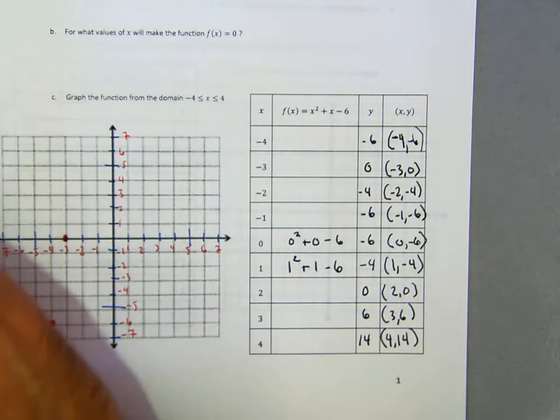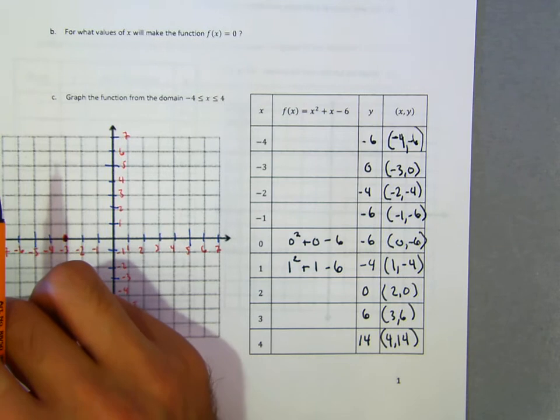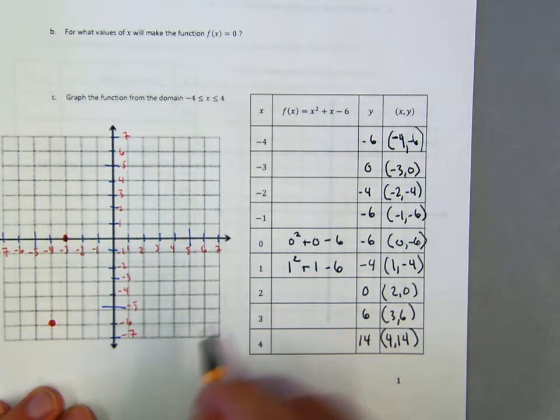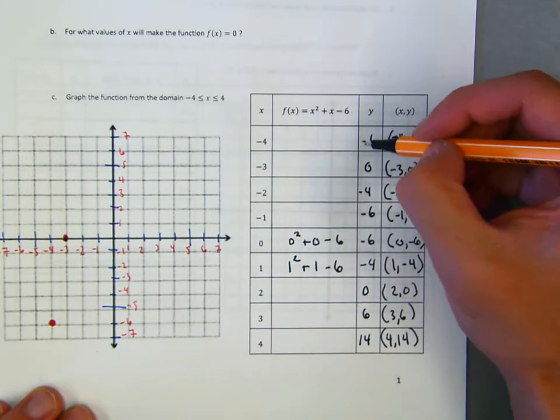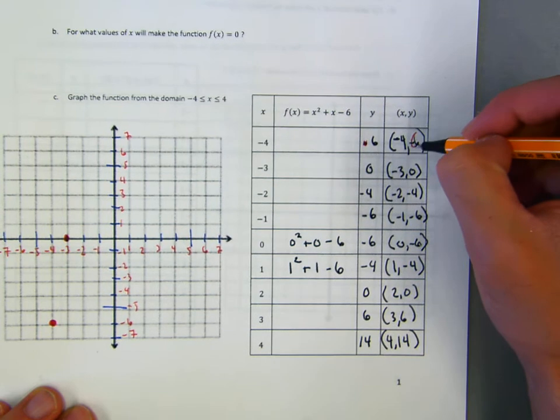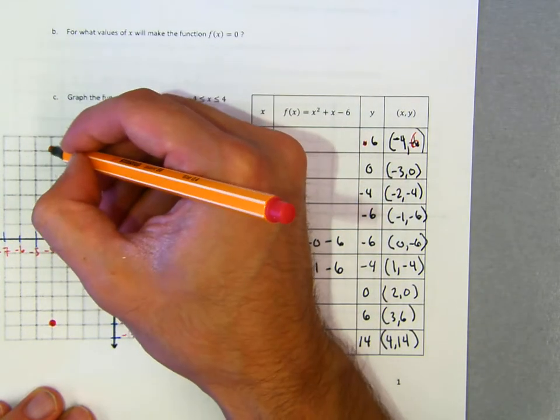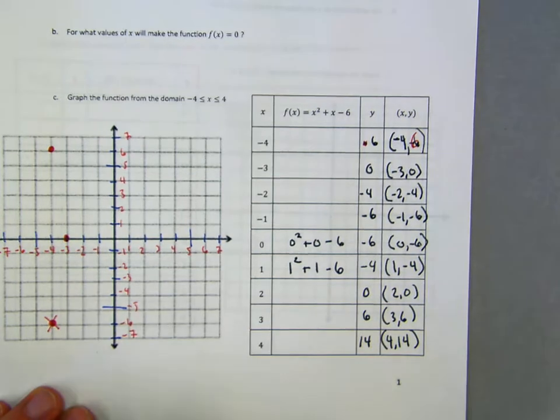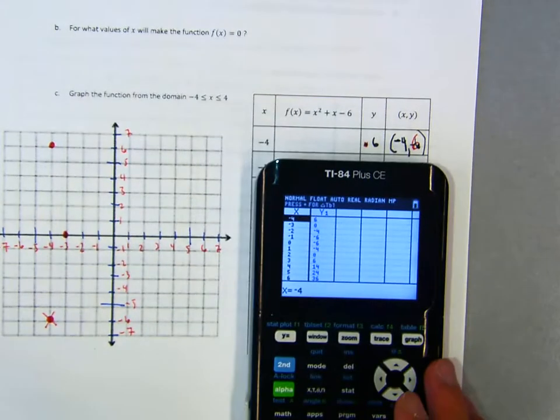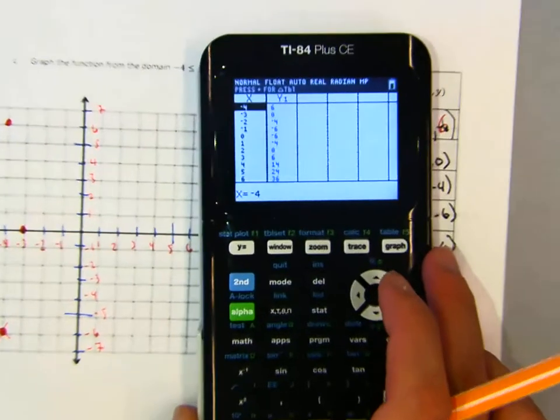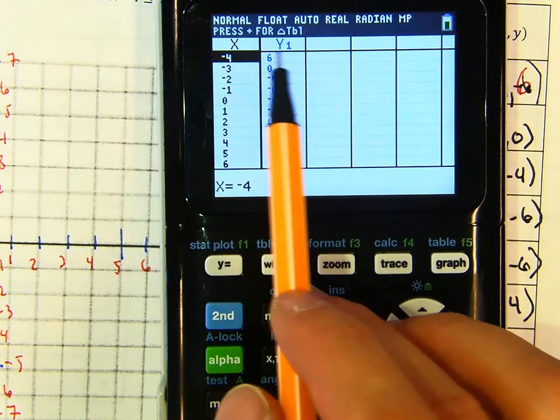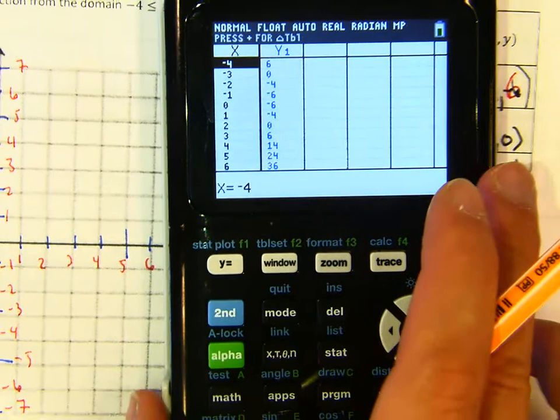Wait a minute. Why does that feel weird? Oh, pause. When x is negative 4, I was wrong. This should be positive 6. I'm so sorry. Sorry, this point is wrong. Ignore that point, because there should be a 6 here. When you look at the table, my bad. When you have negative 4, the y value is positive 6, not negative 6. So sorry.